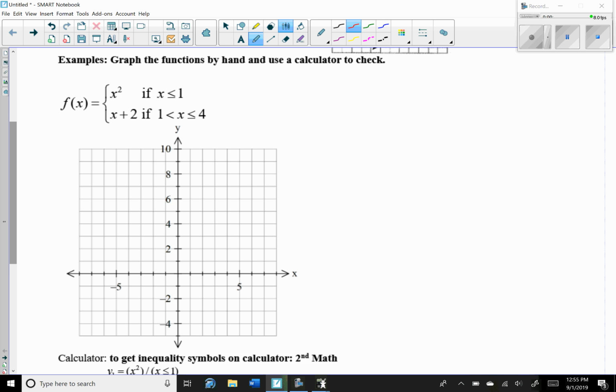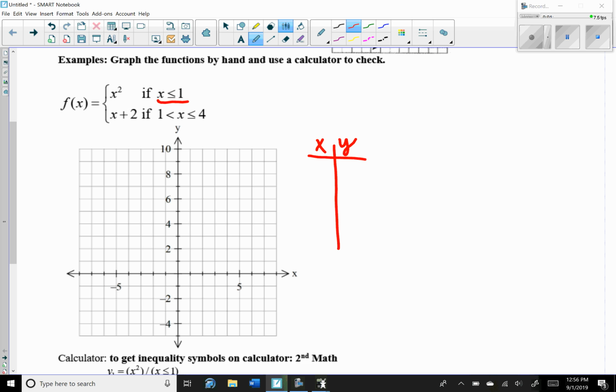But again, on the test or quiz, we won't have a calculator, so make sure you know how to do these without. So looking at this first function that we have, f of x is equal to x squared if our x values are less than or equal to 1, and f of x equals x plus 2 if the x values are between 1 and 4. So if I'm graphing this by hand, the first thing I'm going to do is go ahead and make an xy table. And I'm going to look at my transition point.